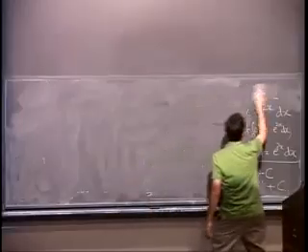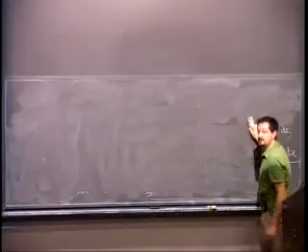Yeah. The 2x over 1 plus x squared. Yes. How does that turn into the ln of 1 plus x squared? Wouldn't it have to be just dx over 1 plus x squared?